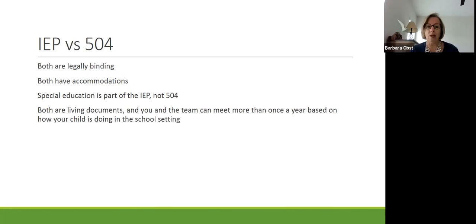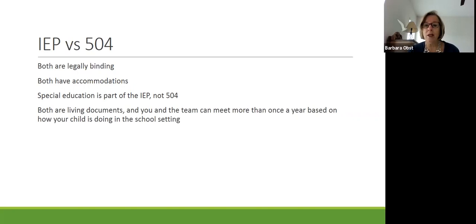Both of these are living documents. Even though the school only has to meet once a year to review the 504 or the IEP, you as a parent can call a meeting. A lot of times, when we have an initial IEP or even a 504, I usually say to the team, I would like to come back to the table 6 to 8 weeks after the start of school.